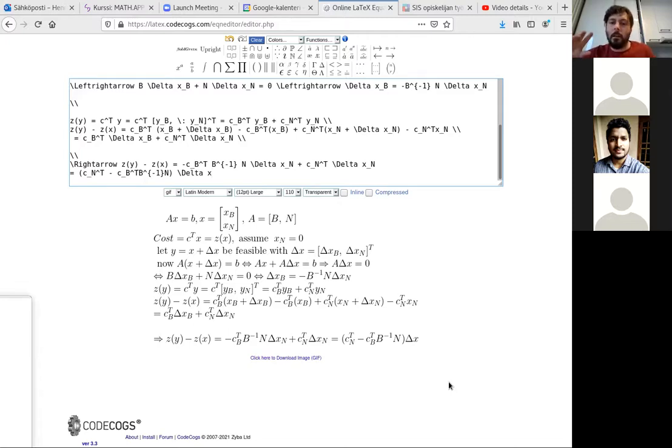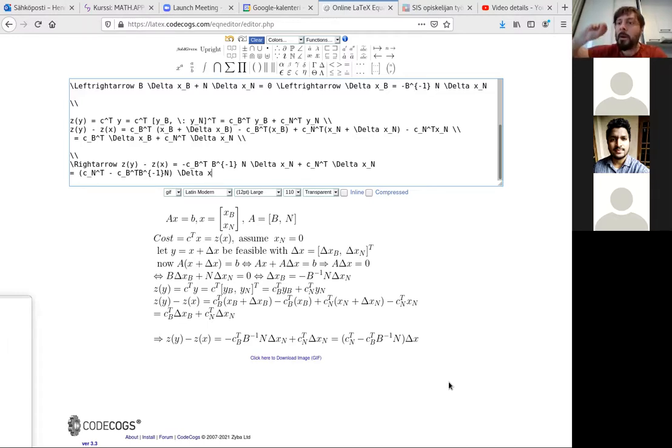And now comes the feasibility part. It's only feasible if all the components are positive. Remember, all the B components are positive, so they can come down or up, it doesn't matter which way they go. There's always room to move a little bit of those. But the delta x, the XN part, they are all 0.